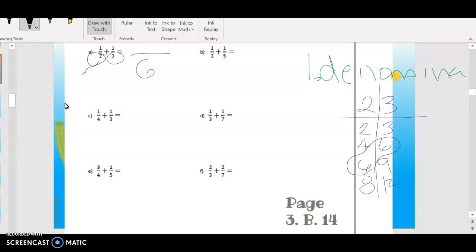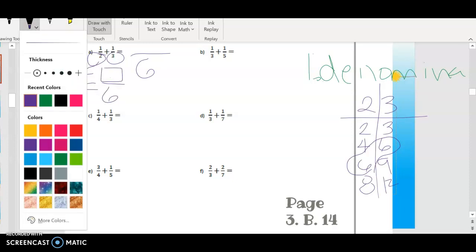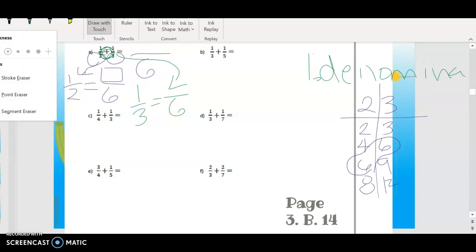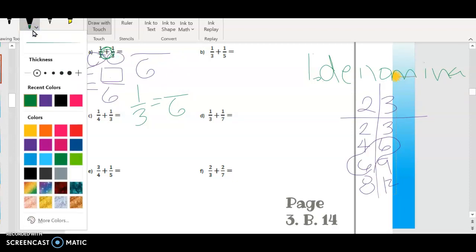So I'm going to come here. I'm going to turn 1/2 into something over 6. Okay, then I'm going to come over here and I'm going to turn 1/3 into something over 6. And then once I get both of those, I'm going to add them because this up here says add. Okay, so let me erase a couple of these so it'll be out of your way. Okay, okay, let's do it, guys.